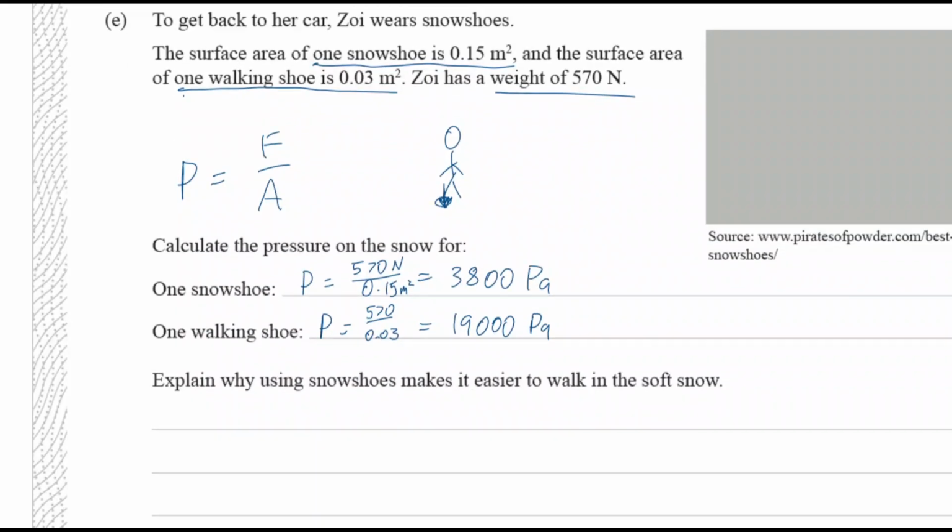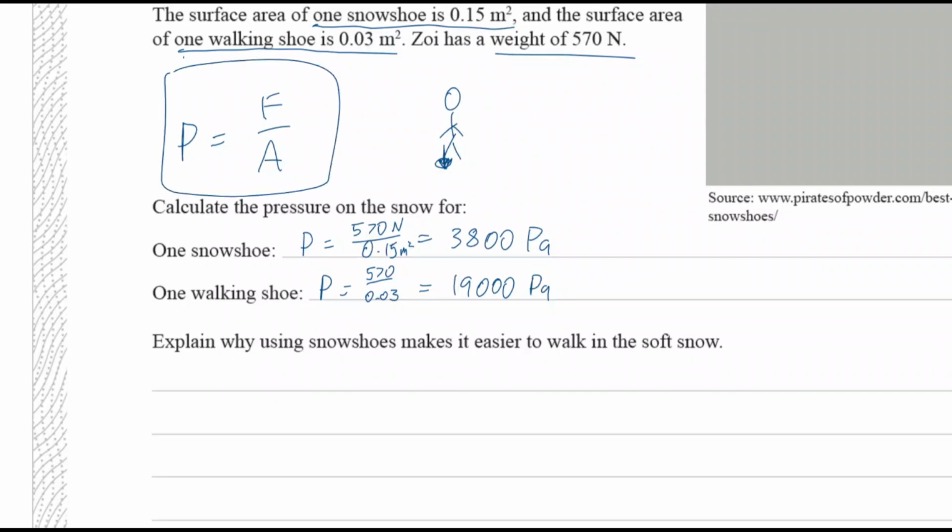And now we need to explain this difference and why it's better or easier to walk on the snow in a snowshoe. Hopefully 2 snowshoes, but I guess if you just had one, it's still better than none. So let's look back to this formula. What's staying the same and what's changing? So Zoe's weight remains the same. Or let's make it more general, right? Because it's not asking us specifically about Zoe. So we'd say weight force or weight remains the same.